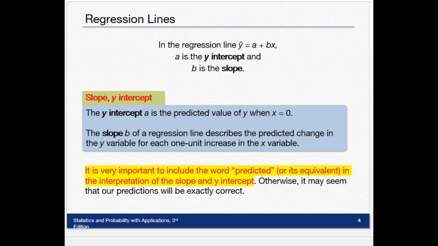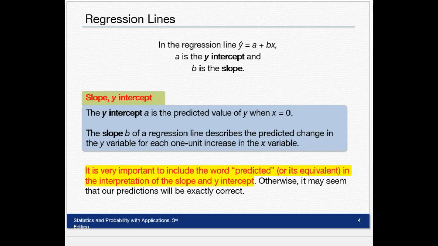So in the regression line, y hat equals a plus bx. A is the y-intercept, b is the slope. So the y-intercept is the predicted value of y, whatever the response variable is, when x is 0. Whenever the explanatory variable is 0, what would that response variable be? The slope, or b, of a regression line describes the predicted change in the y variable for each 1 unit increase in the x variable. Okay, it's kind of wordy, but you'll get used to that.